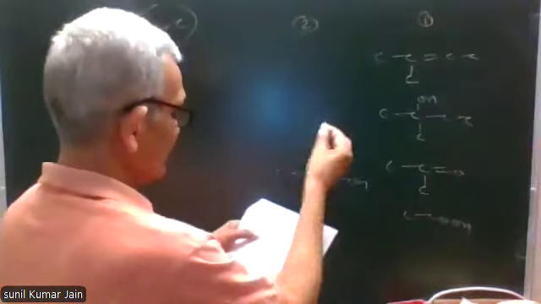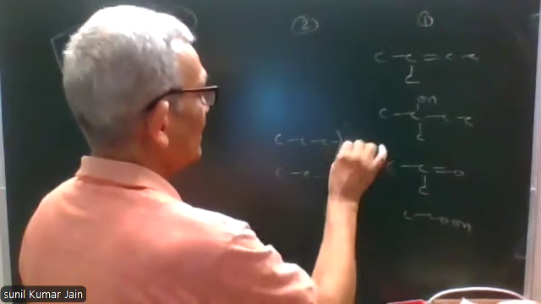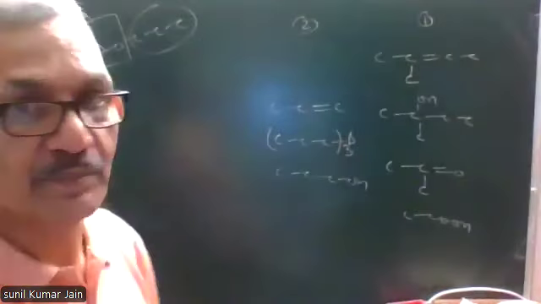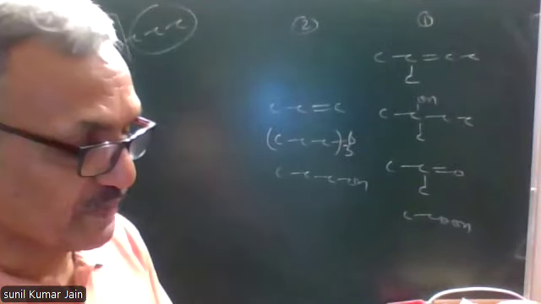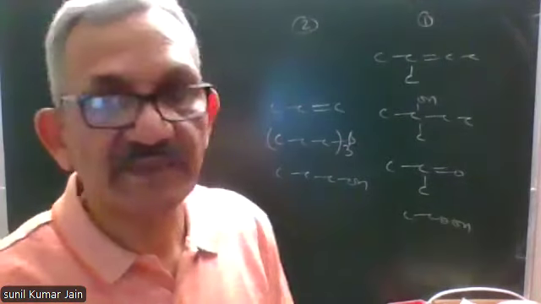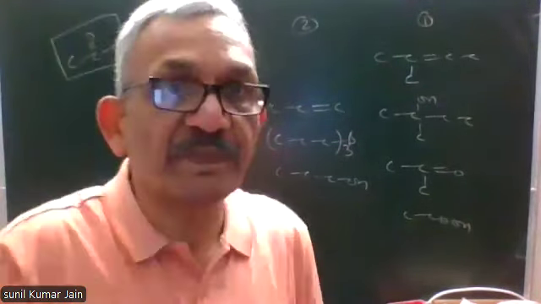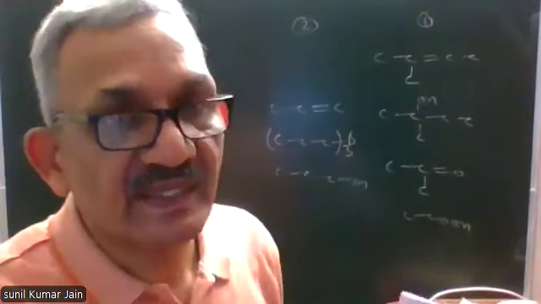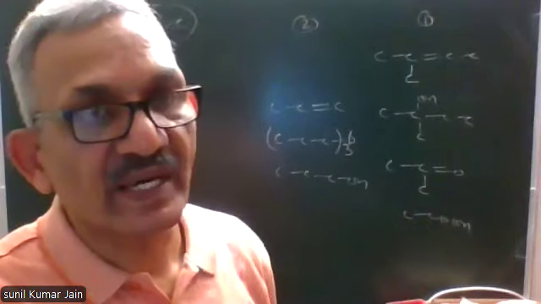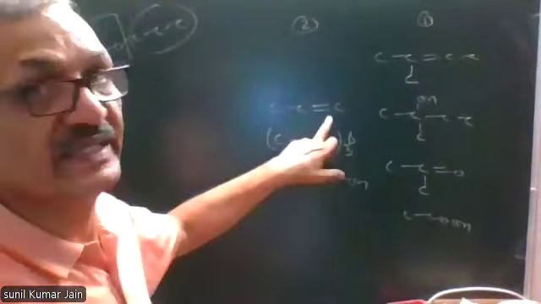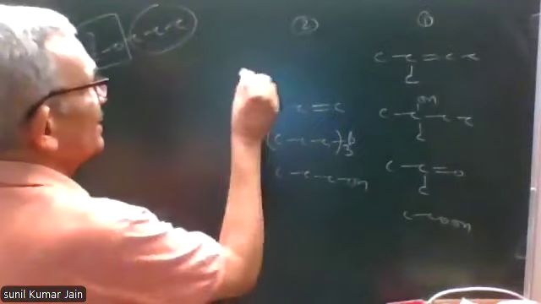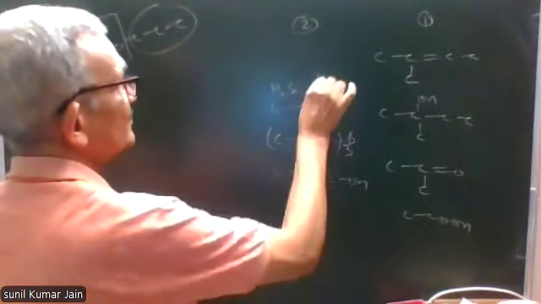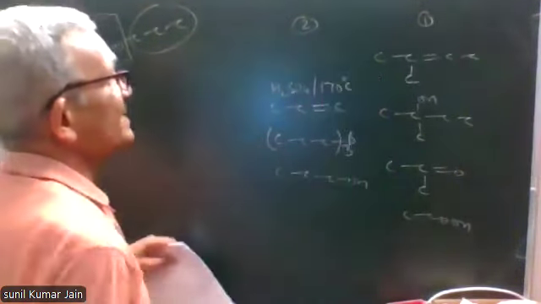It means E is tripropyl borane, D is propene. And this propene is obtained by the reaction between B and C. B is obtained by the reduction of A. See, B is an alcohol because alcohol on dehydration will give alkene. It means C is sulfuric acid at 170 degrees centigrade.